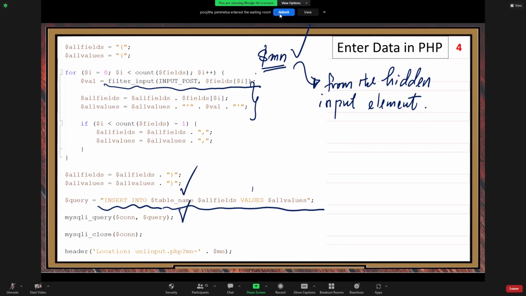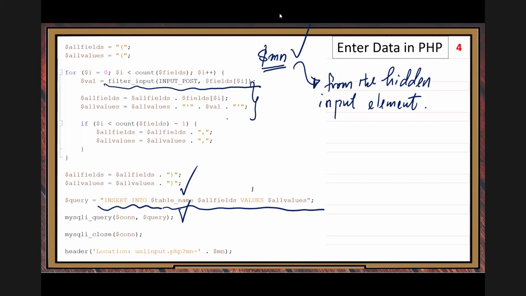Then we use string concatenation to form the field names and the field values, because in our insert query statement, we need that format. Okay? We need that format. So here we use the standard insert query syntax. After that, we execute the query and close the database connection.